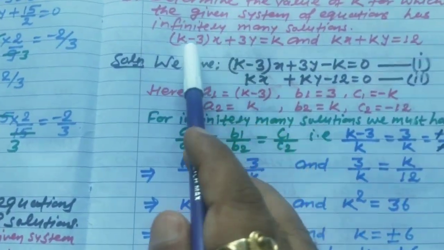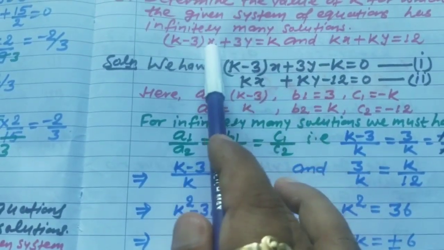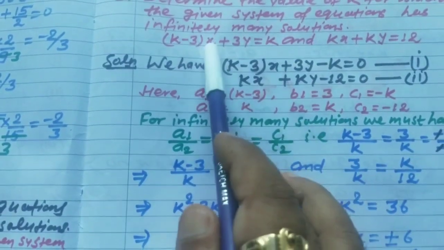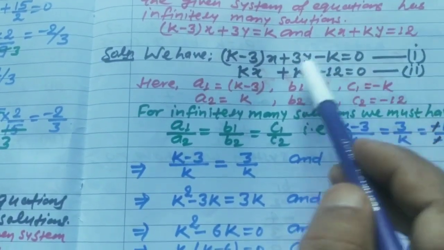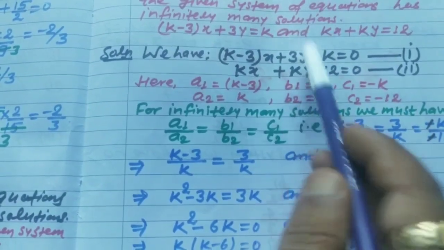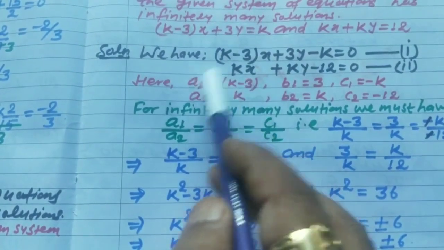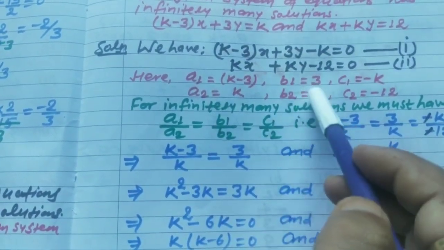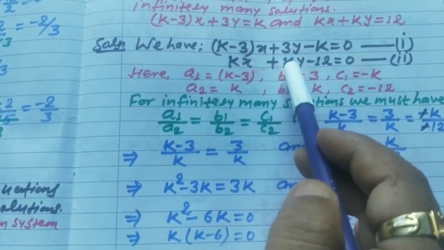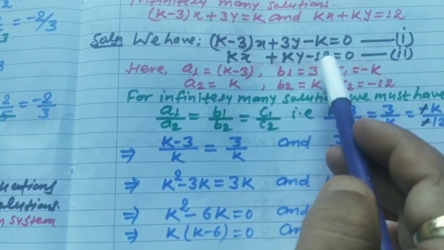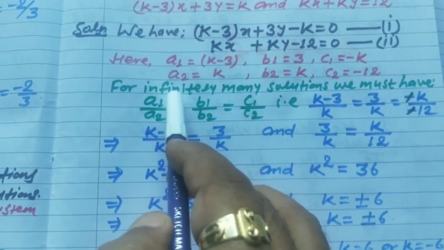So let us write the equations first. (k minus 3)x plus 3y, and transfer this k to LHS, so plus k will be changed into minus k, is equal to 0. This is your equation first. And kx plus ky is given, and transfer this 12 to LHS, it will be minus 12 is equal to 0. This is your equation second. Now write the value of a1, which is k minus 3, b1 which is 3, and c1 which is minus k, and the value of a2 is k, value of b2 is also k, and value of c2 is minus 12.